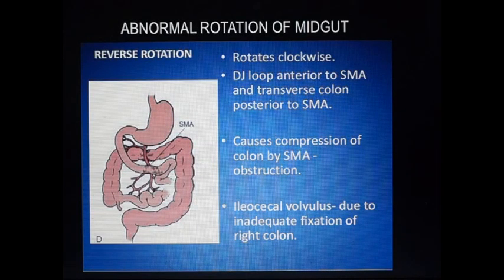Now see the abnormal rotation of the midgut. Reverse rotation: normally the gut rotates anti-clockwise 270 degrees, that is midgut rotation. Suppose the midgut, instead of rotating anti-clockwise, rotates clockwise, then it is called reverse rotation. In this condition, the duodenojejunal loop, which has to be lying on the posterior abdominal wall, lies anterior to the transverse colon, and the superior mesenteric artery lies anterior to the transverse colon. So this causes compression of the superior mesenteric artery, leading to obstruction of the superior mesenteric artery.